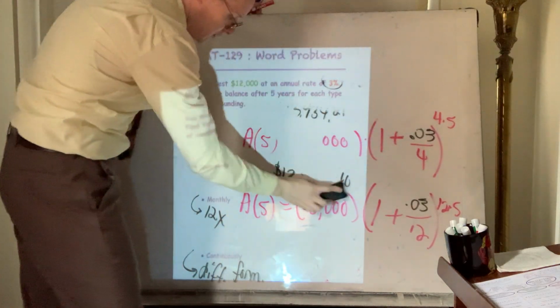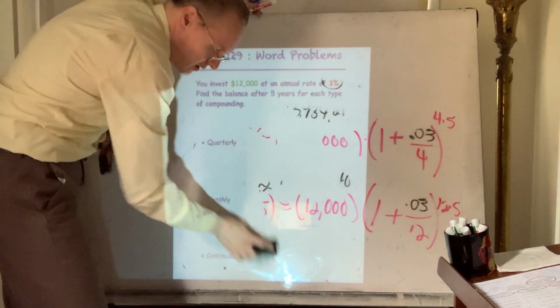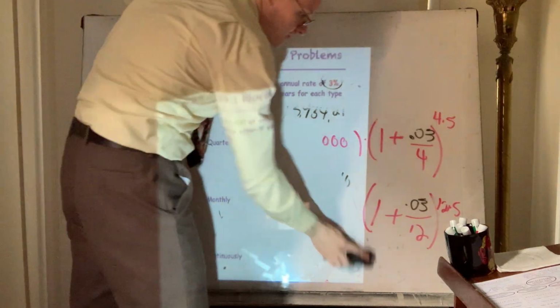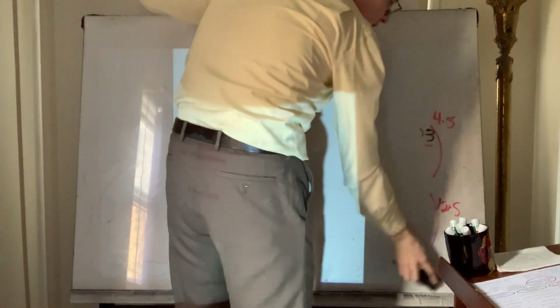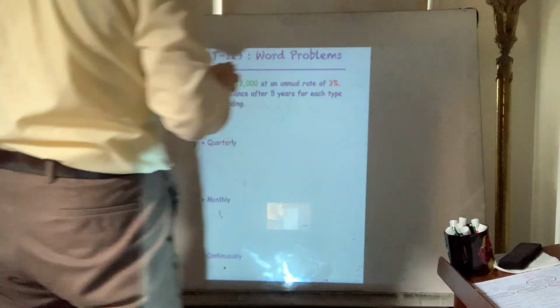Now, insofar as the continuous portion of this, it's going to be the alternative formula, which means that you'll be using this instead.